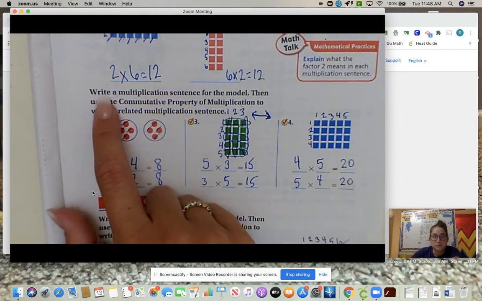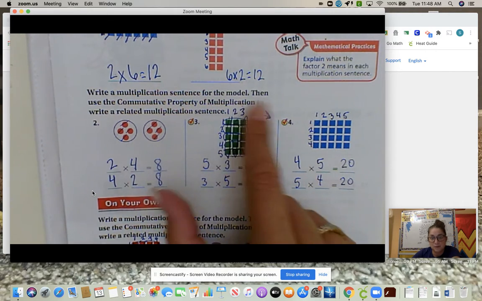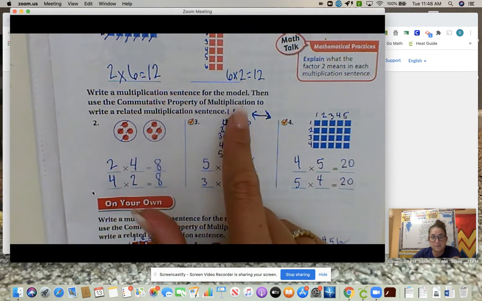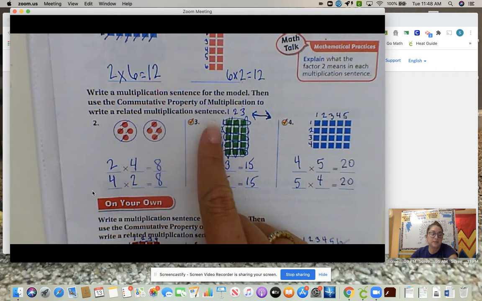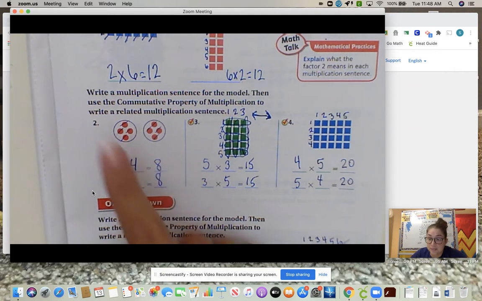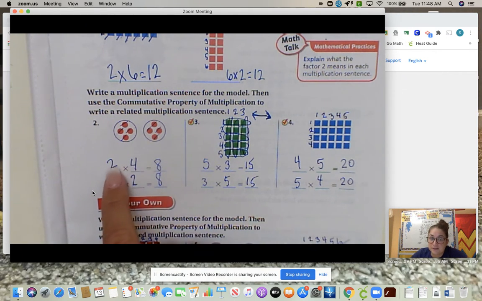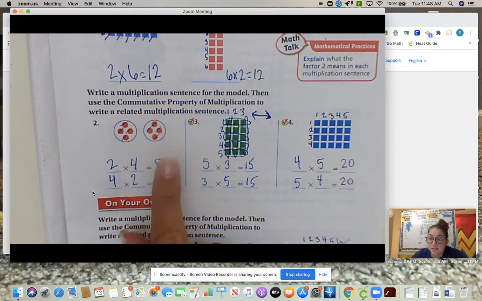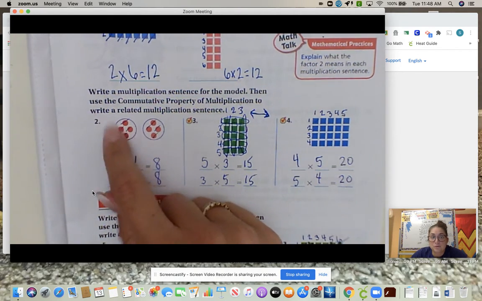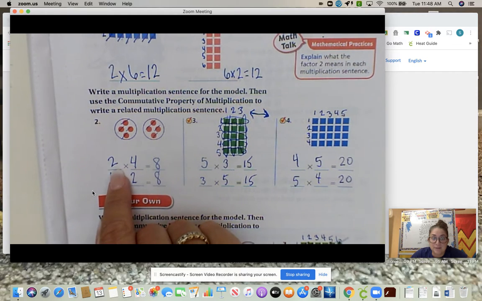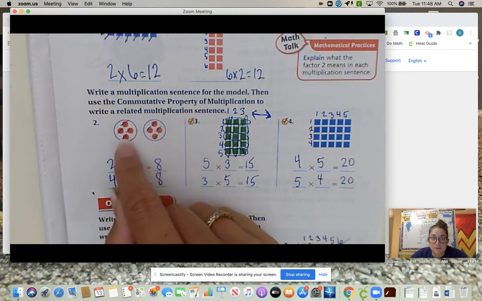Now number 2, write a multiplication sentence for the model, then use the commutative property of multiplication to write a related multiplication sentence. So you don't need to draw a picture. You're going to use the picture to find the first multiplication sentence, and then you find the commutative property for the second. So we have 2 groups, 1, 2. How many are in each group? 4. 1, 2, 3, 4.